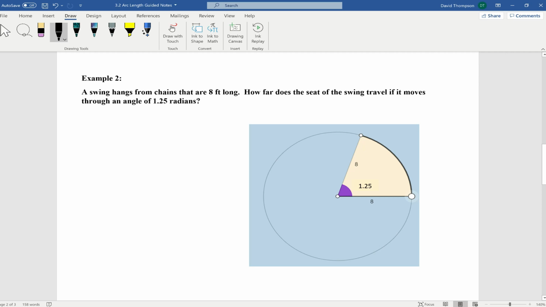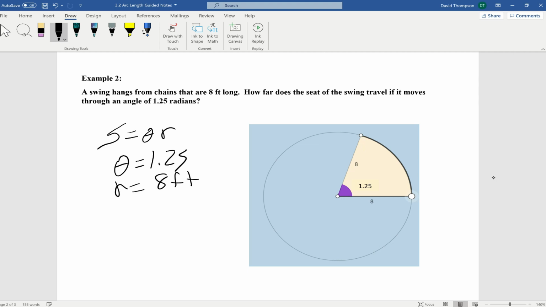Example 2. A swing hangs from chains that are 8 feet long. How far does the seat of the swing travel if it moves through an angle of 1.25 radians? So this time we have our radians, so we're going to use the formula S equals theta r. Our theta equals 1.25. Our r equals 8 feet.